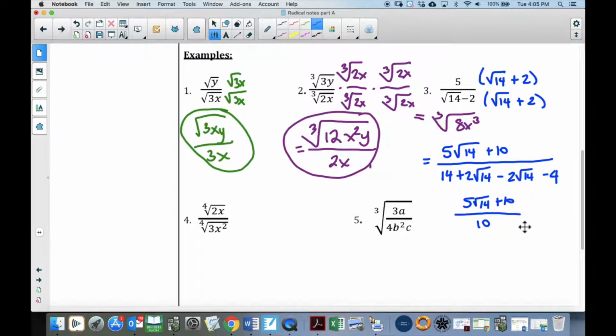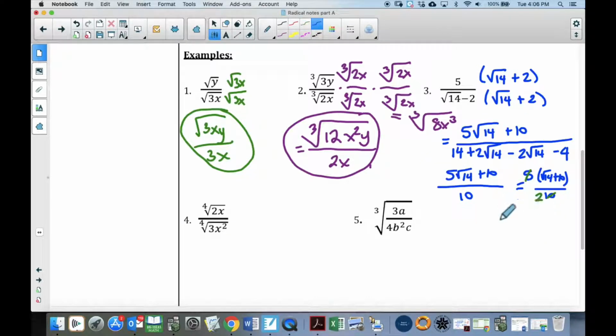Now, if you wanted to, and probably we should, let's reduce it a little bit farther because there's a GCF of 5 in my numerator. And so I can factor out my GCF, cancel that 5, and make that a 2 in my denominator. And so that leaves me with square root 14 plus, I wrote that wrong. When I factored out my 5, that should be a plus 2 over here. I had plus 10. It's supposed to be plus 2. So change that if you wrote that down. That's supposed to be plus 2.